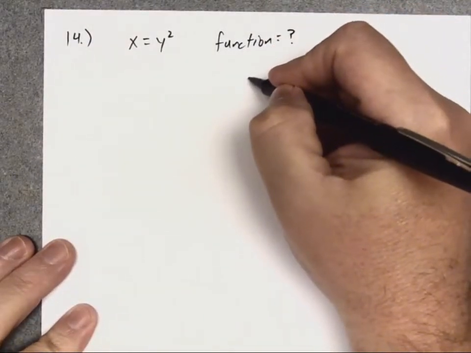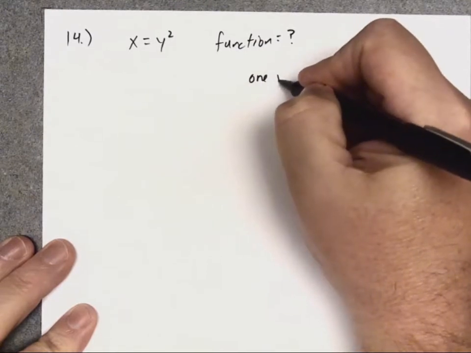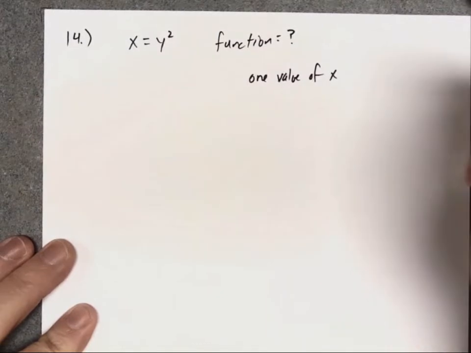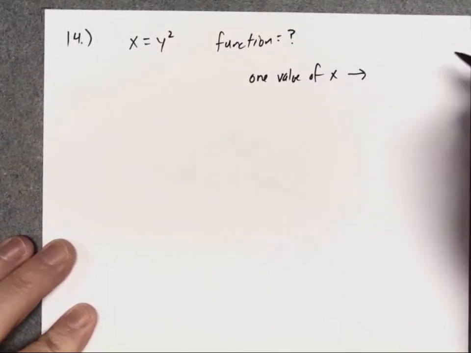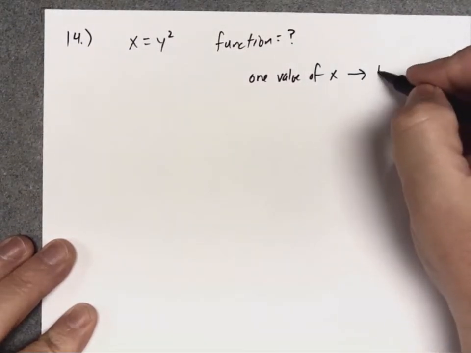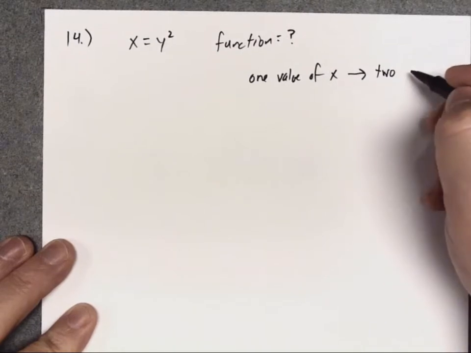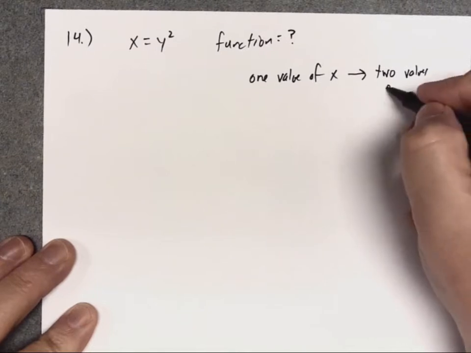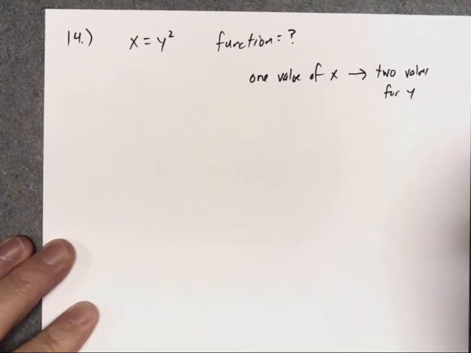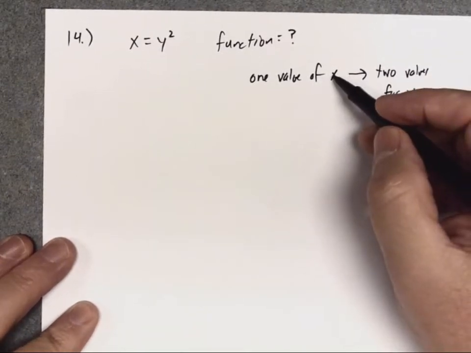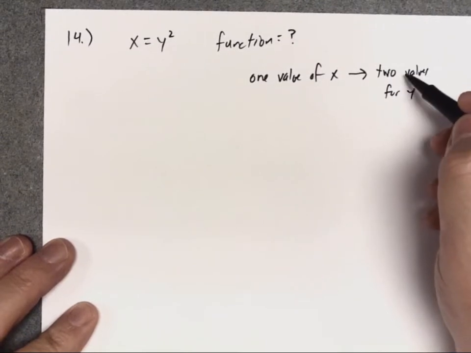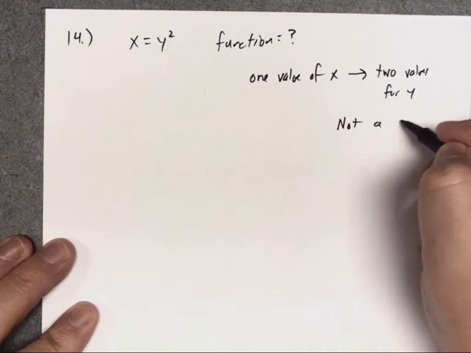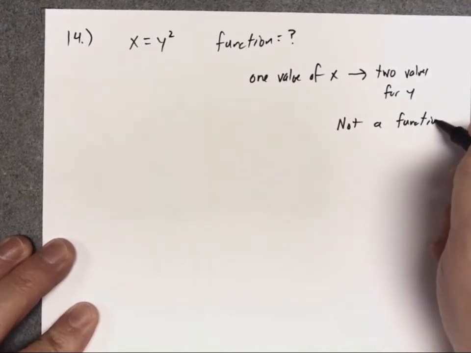If somehow one value of x, one number for x, if it can somehow produce two values for y, if somehow one value of x is associated with two values of y, not a function. This can be sort of confusing.